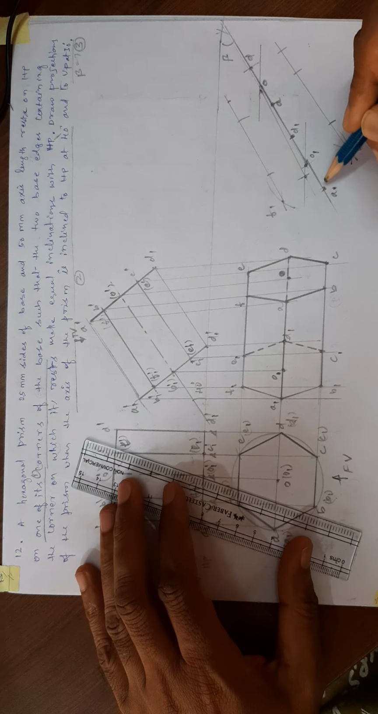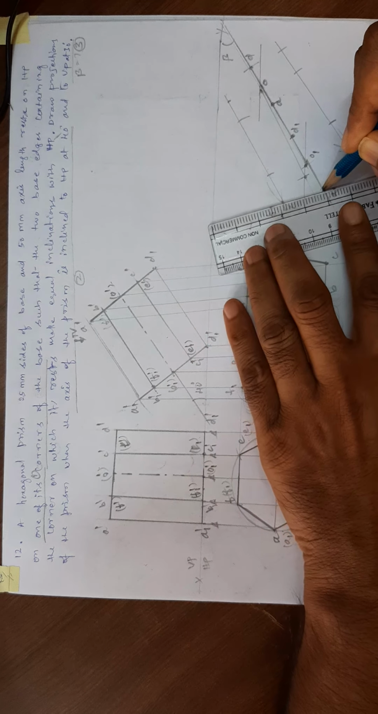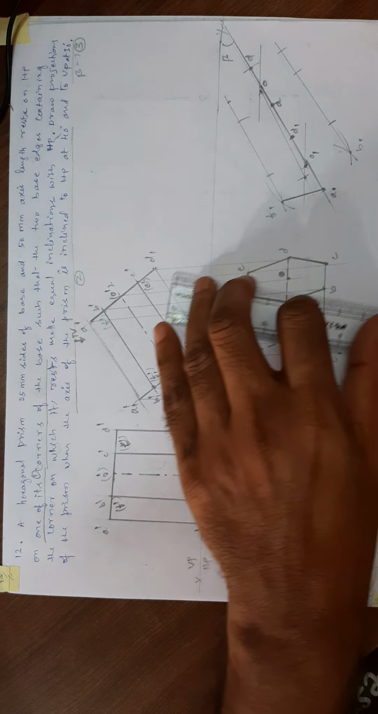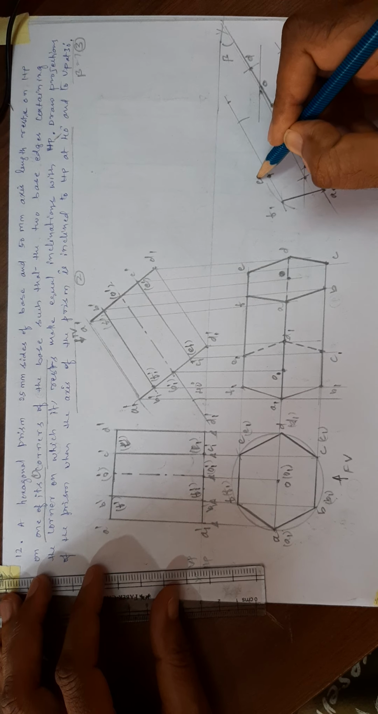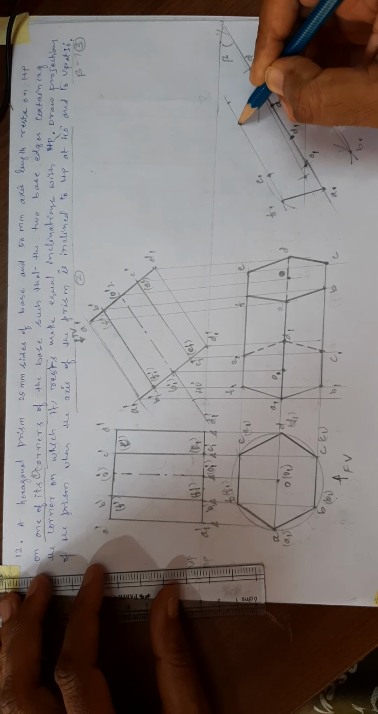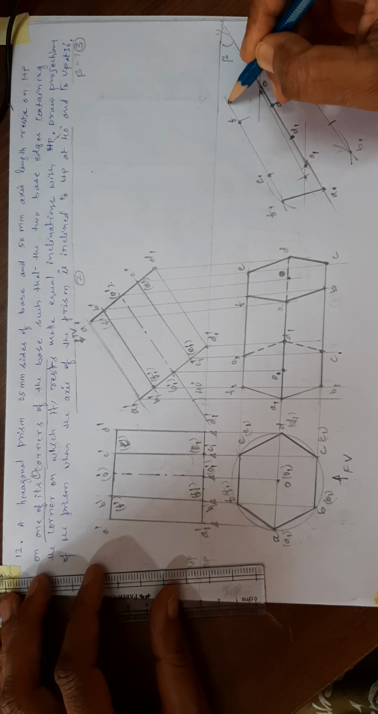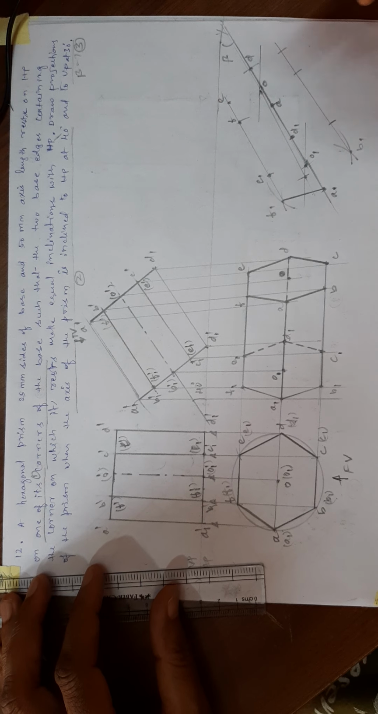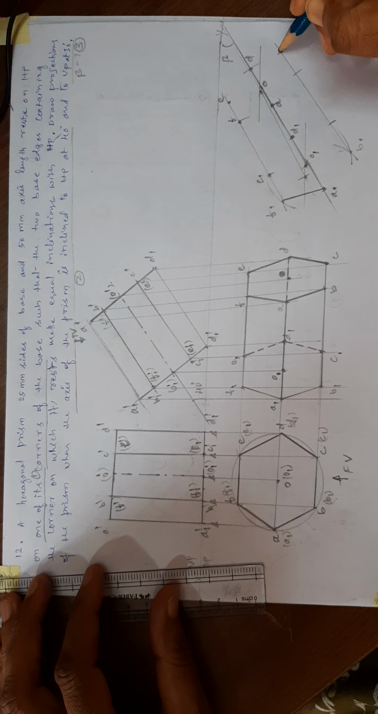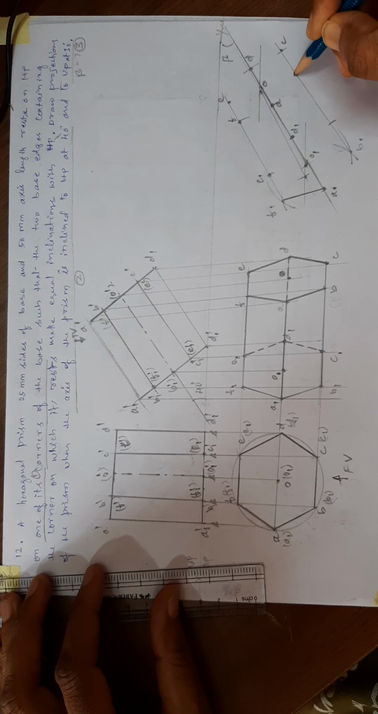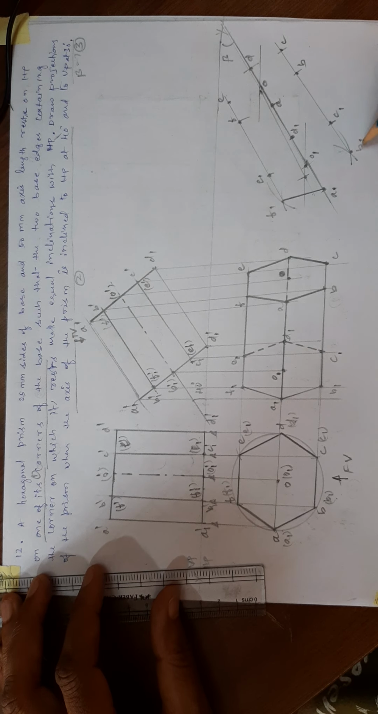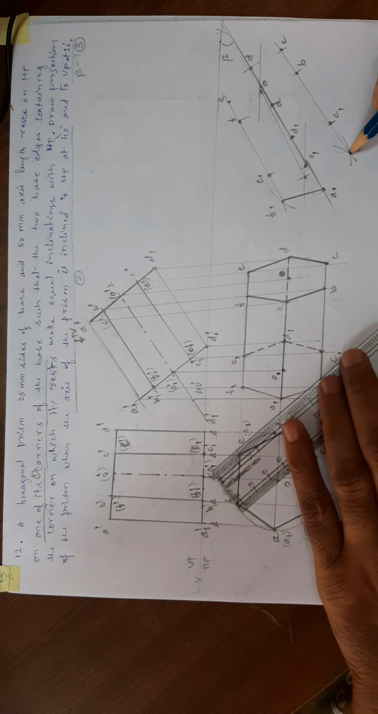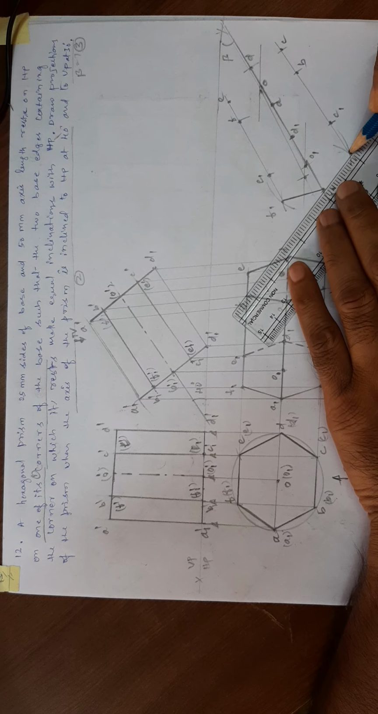Now A1 to F1. Now see this point is E1. Now this point is F. This point is E, D. Now this point is C. This point is B, this point is C1, this point is B1. Now join the outer edges with a thick line.